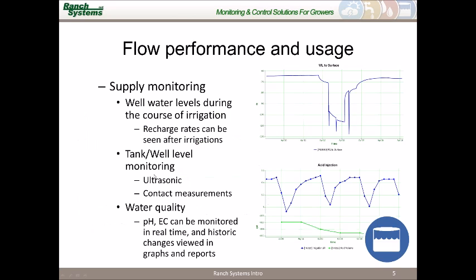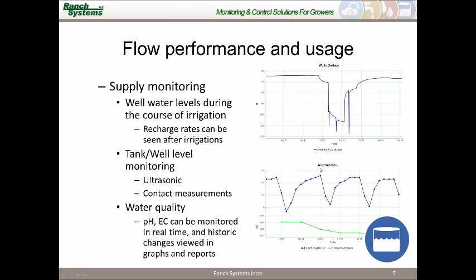So then with tank and well level monitoring, this can be accomplished in various ways. If you have acid tanks or water tanks, there's a variety of ways of performing these measurements, for instance, ultrasonic or with a pressure sensor that actually has contact with the material. But alongside with this, having the data as a historical record, you can see what happens during irrigations and after the water is being applied.